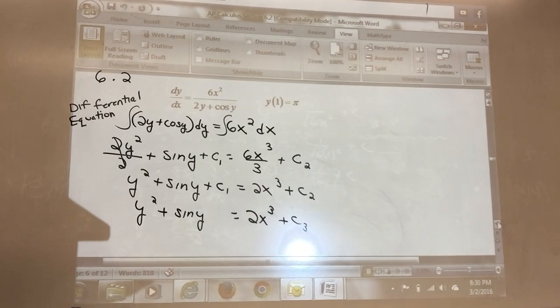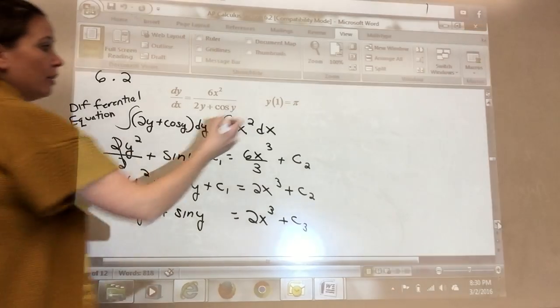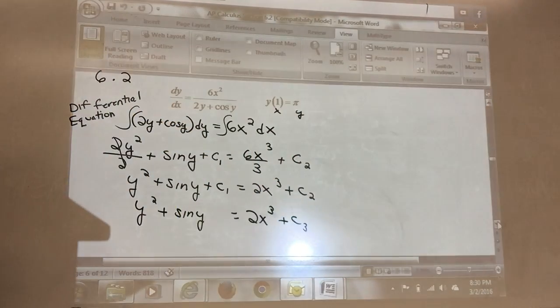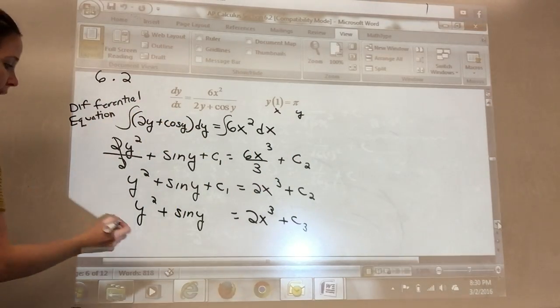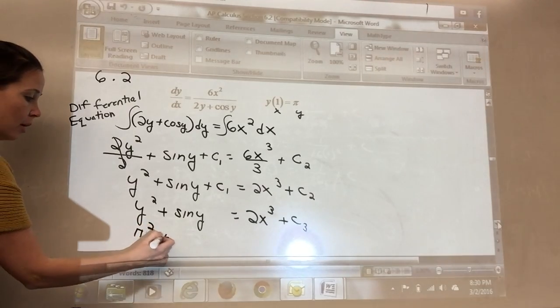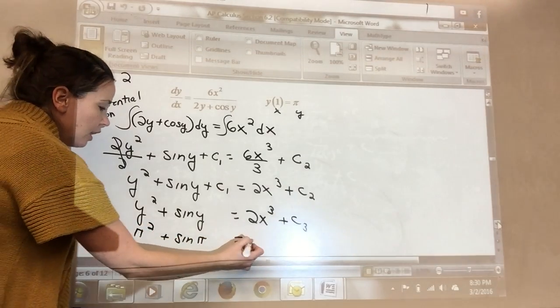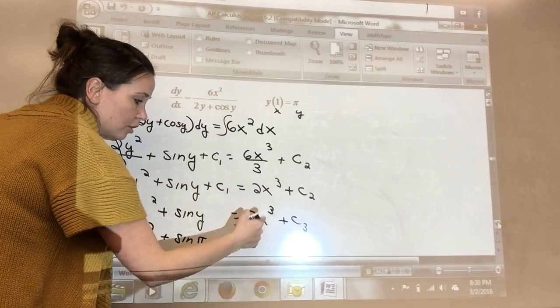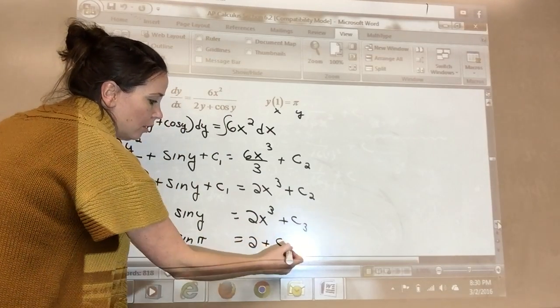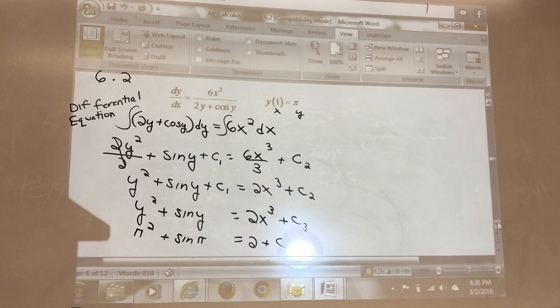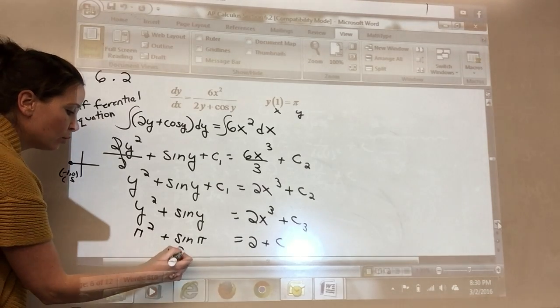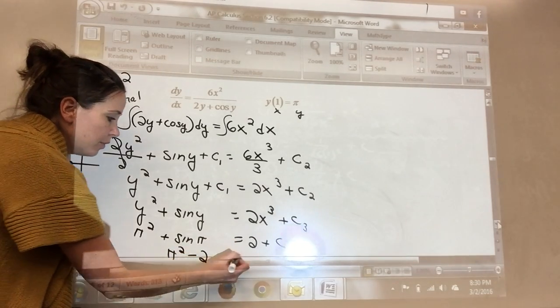Once we get to this point, we have to go through and use our initial condition. So this is your x, and this is your y, okay? So let's start to sub that in. So y is actually pi, so pi squared, plus the sine of pi equals 2. X is 1, so that's just going to stay 2, plus our c, okay, which you can just call c at this point. Okay, the sine of pi, if I were to just quick draw that, pi is over here, and so we have the ordered pair negative 1, 0. So the sine of pi is 0, so we're looking at pi squared, subtract that 2, equals c.